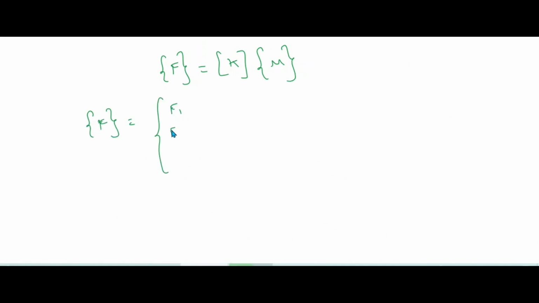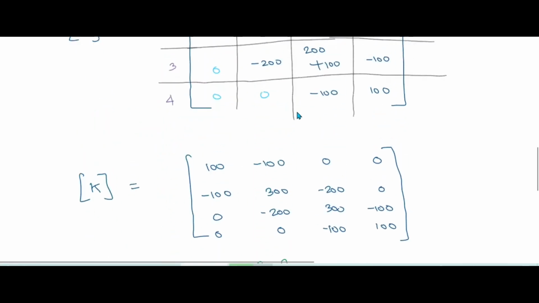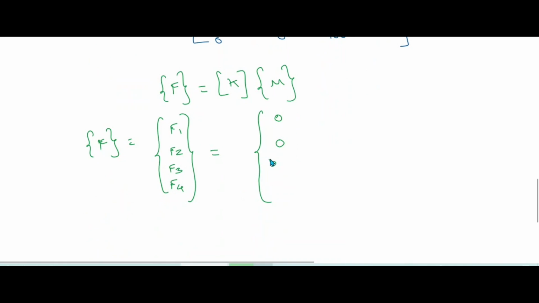So in that case, your force matrix F, I can write as F1, F2, F3 and F4, in which only F3 is available. So remaining things are 0. So this will be 0, 0. F3 is identified as 500, and 0. So this is my force matrix. This is also addressed in terms of 1, 2, 3 and 4.